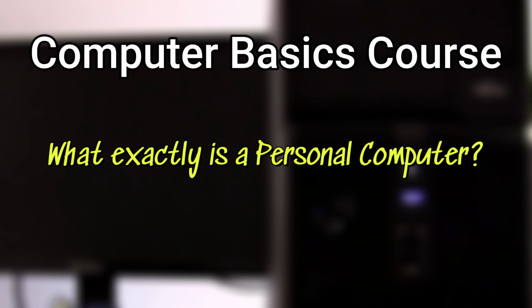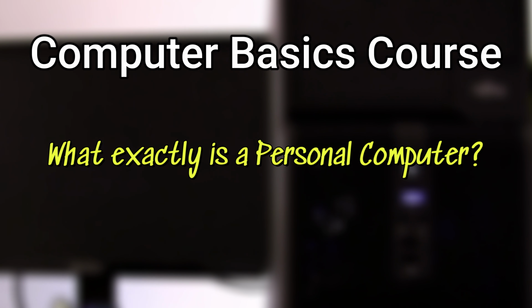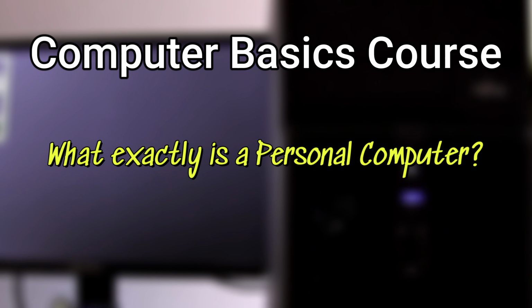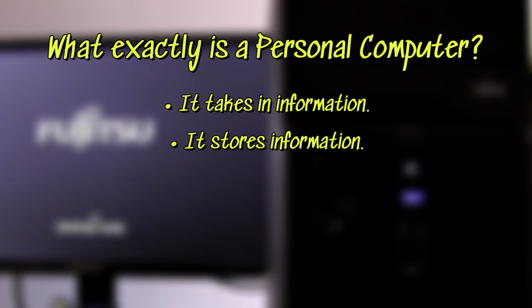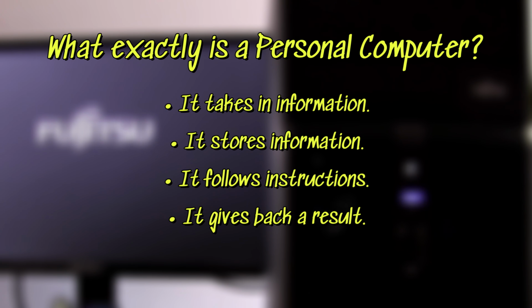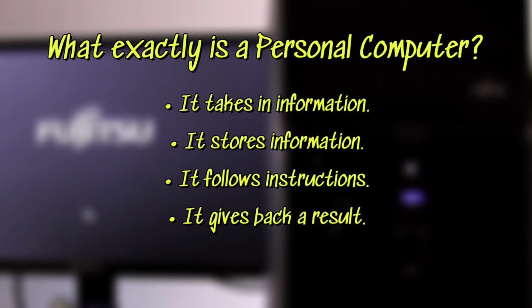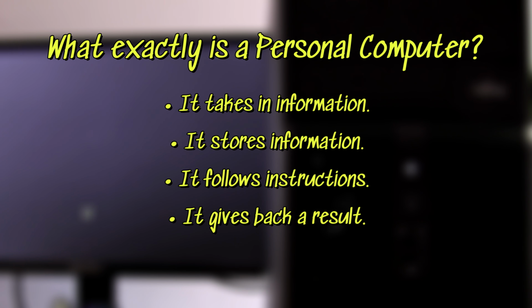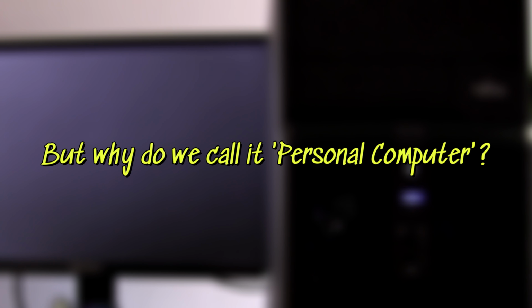This lesson will answer the most fundamental question: what exactly is a personal computer? At its core, a personal computer, or PC, is an electronic device that does four things. It takes in information, it stores information, it follows instructions to change the information, and gives back a result. Whether you are typing a letter or playing a game, the computer is just following that simple cycle, over and over again. But why do we call it personal?